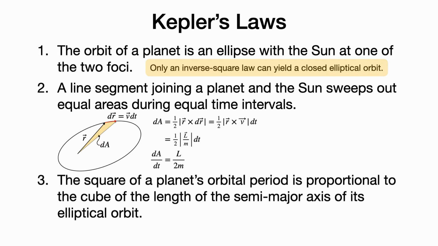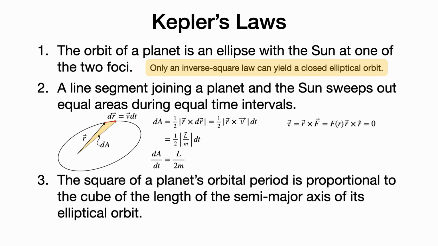Remembering that the area of a parallelogram formed by two vectors is equal to the cross product of those two vectors, we see that the area of the shaded region is given by 1/2 of the cross product between r and dr. We can then relate this directly to the angular momentum of the planet orbiting around the sun. This means that the time rate of change of the area being swept out by the planet as it moves around the sun is directly proportional to the orbital angular momentum of that planet.